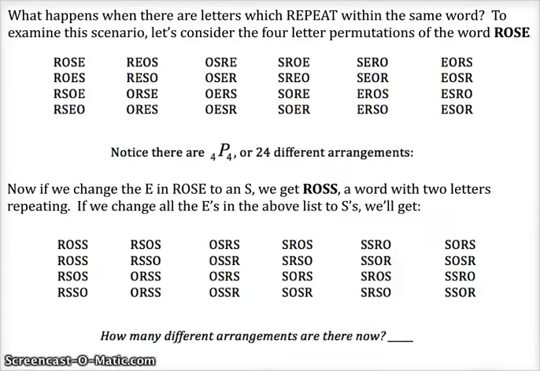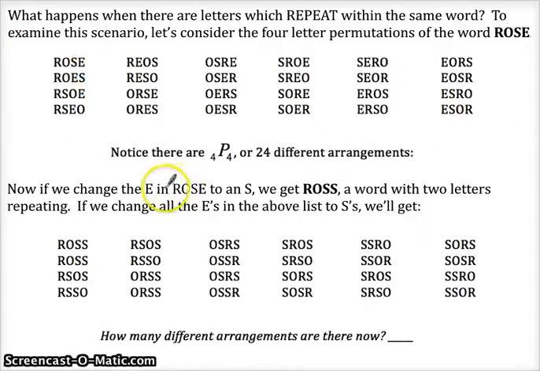What happens when there are letters which repeat within the same word? Examine this scenario. Let's look at the word ROSE, and then notice how they're going to change it to ROSS and see how that changes things. With ROSE, how many different permutations are there? If we're going to take all 4 of them and order them, there should be 4P4 ways to do that. Someone went to the trouble of typing this out, from ROSE forwards all the way to ESOR backwards. These are all the different ways you can do this.